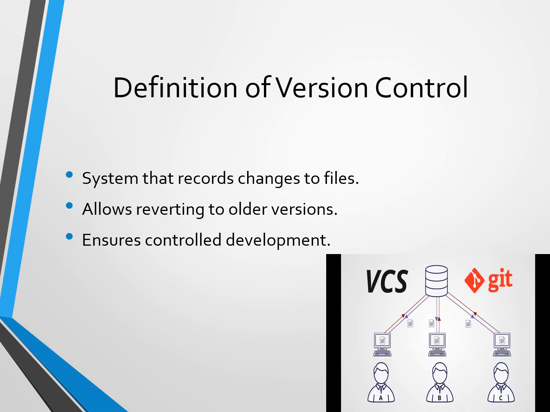Definition of version control: a system that records changes to files, allows reverting to older versions, and ensures controlled development. Also, version control is a system that records changes to files and allows developers to revert to previous versions when needed. Take an example: the undo option in MS Word is limited, but VCS gives unlimited undo across days or months.